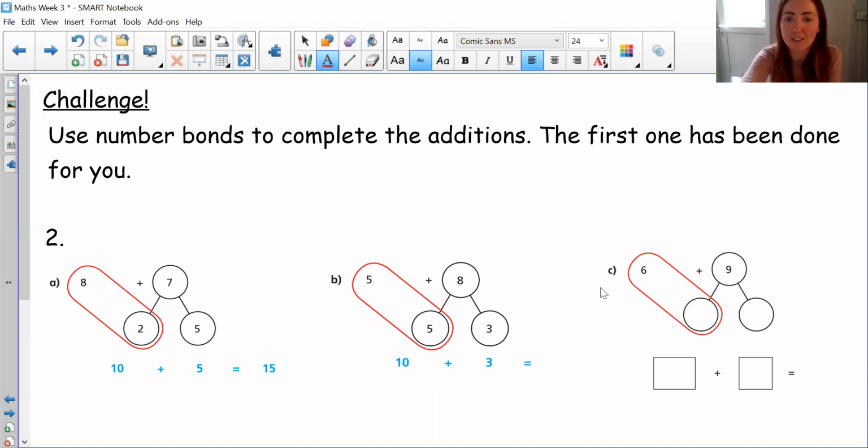So parts B and part C are for you to have a go at on your own.